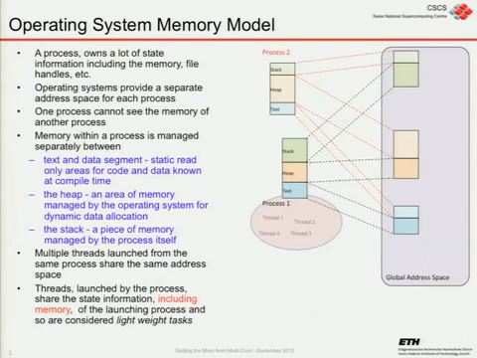Now, the other thing is that one process can't see the memory of another unless you explicitly allow it to. And explicitly allowing it to is quite complicated. You have to do something like System V shared memory regions and so on. So normally you don't see anybody else's memory.